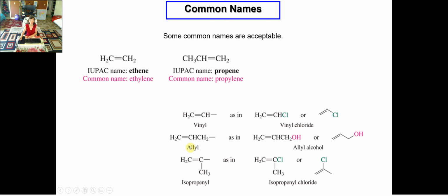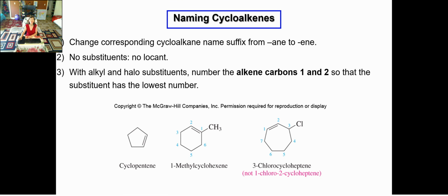You also can have allyl: carbon double bond, single bond, and a group, such as OH connected to this carbon. You call it allyl alcohol. You also can have isopropenyl, which you also call isopropenyl chloride. These are common names, so they can be accepted.